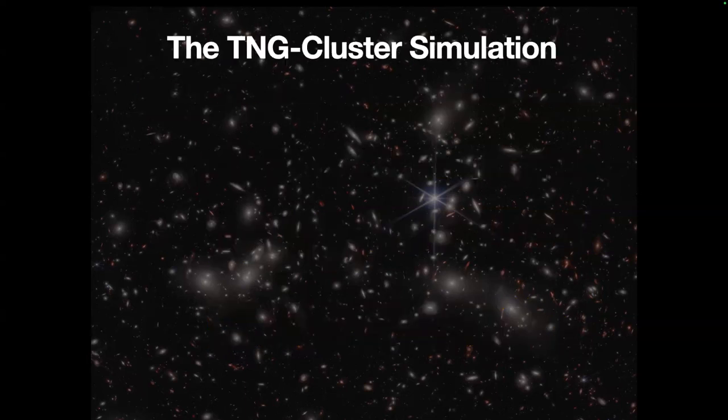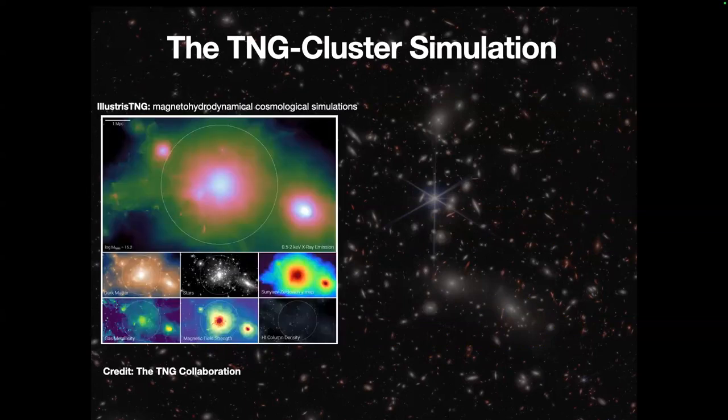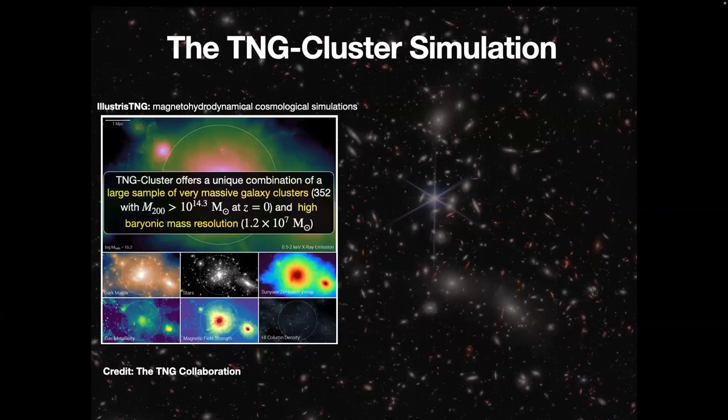Okay, so to do this, we used the TNG-Cluster simulation. This is Lusher's TNG, it's an MHD cosmological simulation. Most of the papers from this group are really focused on cluster properties at redshift 0. We use this to go back in time and look at protoclusters. The reason we wanted to use it is that TNG-Cluster offers a unique combination of a large sample of very massive clusters, so 352 clusters at redshift 0 with masses at redshift 0 greater than 10^14.3, and so a large statistical sample and high baryonic mass resolution, 1.2 times 10^7.